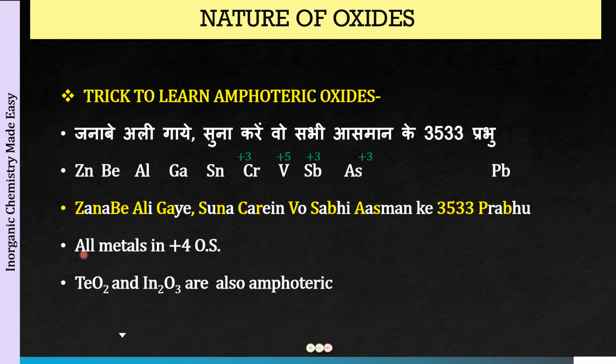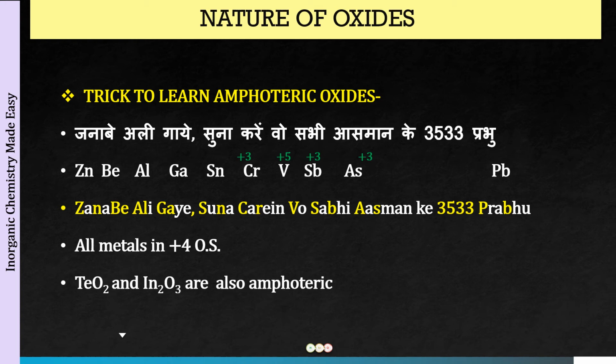And along with that, there are going to be two more which I could not fit into this mnemonic. That is going to be TeO2 and In2O3. So tellurium oxide and indium oxide. These are the ones which are going to be amphoteric. So this is the complete list of all the amphoteric oxides.